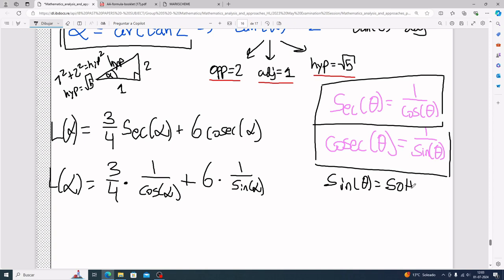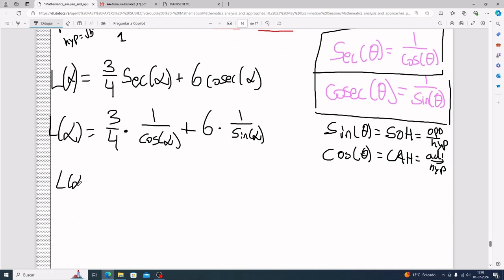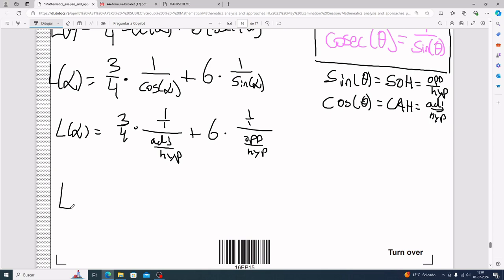So sine is going to be opposite over hypotenuse, and you also know that cosine is the same as adjacent over hypotenuse. So now if you plug that in, you end up with 3 over 4 times 1 over 1 divided by cosine alpha. Cosine alpha is just adjacent over hypotenuse, plus 6 times 1 over 1 to make it a big fraction divided by sine alpha. Sine we said was opposite over hypotenuse. See? So now it suddenly becomes a lot more friendly.